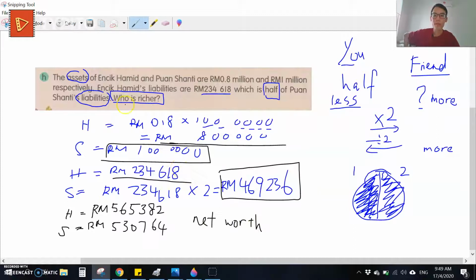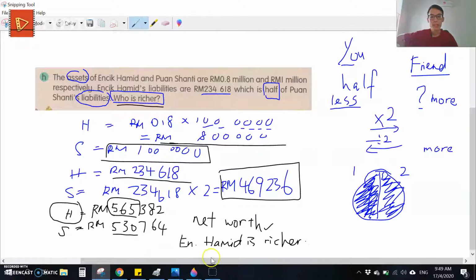Okay, so bila soalan tanya siapa yang lebih kaya, dia tanya net worth dia. So asset tolak liability dia, baki dia. Okay, siapa lebih kaya? 565,000, ini 530,000 saja. So 565,000 lebih banyak. So Encik Hamid yang lebih kaya. So when you answer, you write Encik Hamid is richer.